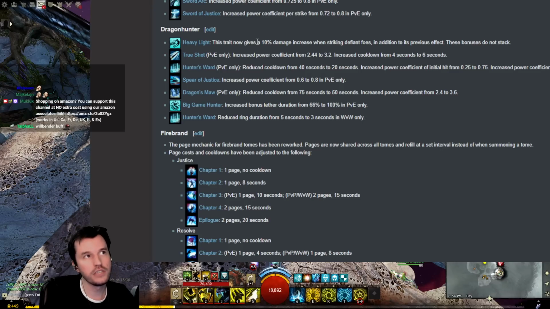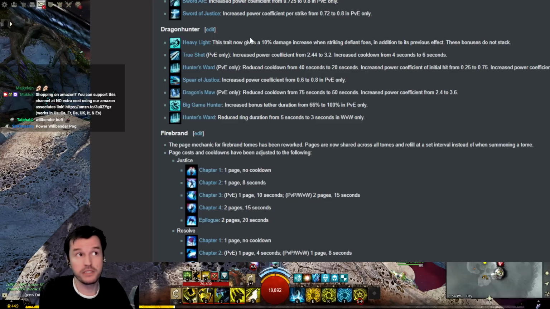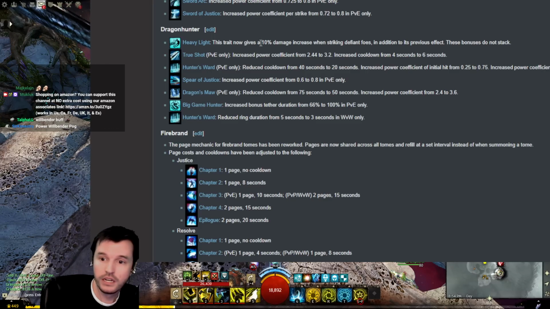I like the Dragon Hunter section. It's like they're trying to make Dragon Hunter's longbow viable in PvE. And honestly, I think that would be cool. I don't know if they're going to be successful, but they're trying to.